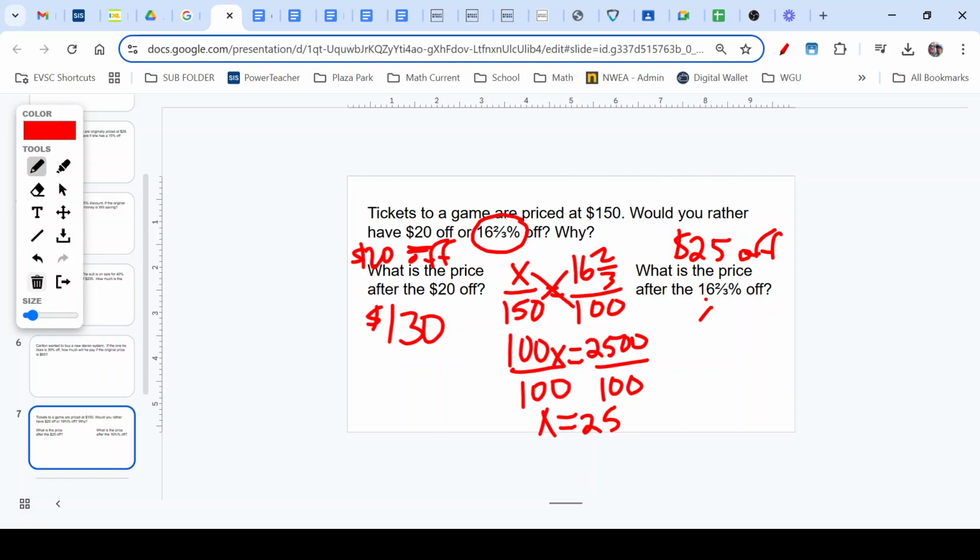Your family dinner costs $50. Would you rather have $10 off or 15% off? Why? Well, we already know that $10 off has a set amount. Well, what's the 15% off? That's when we're going to set up our proportion and figure this out.